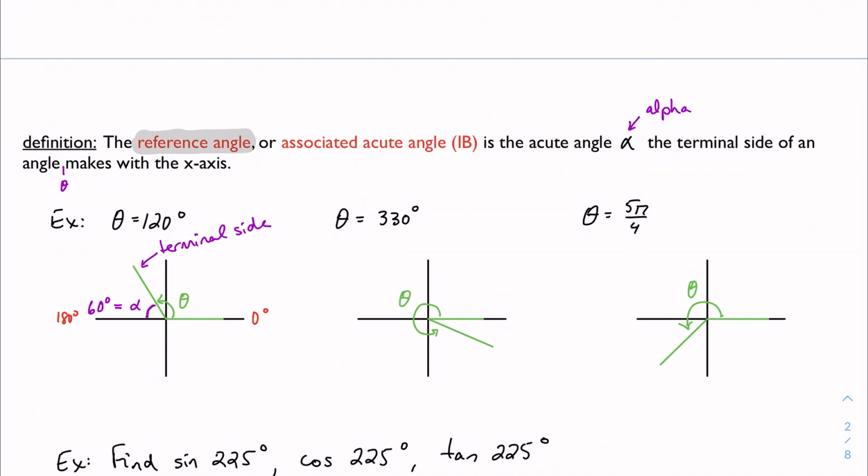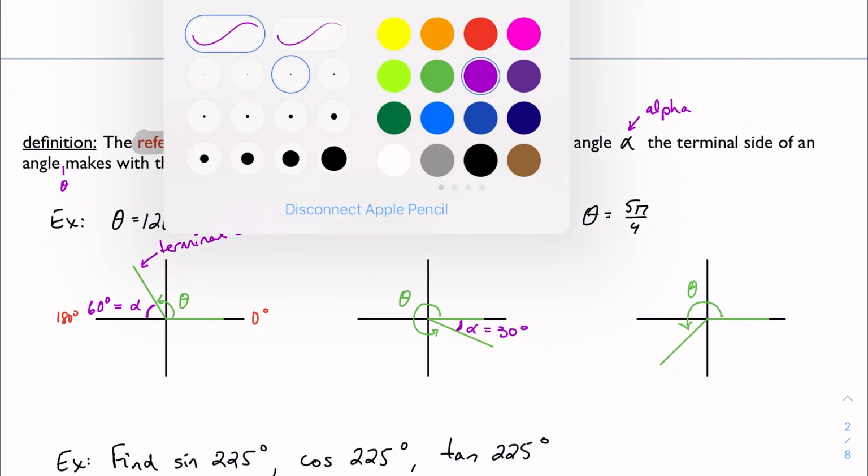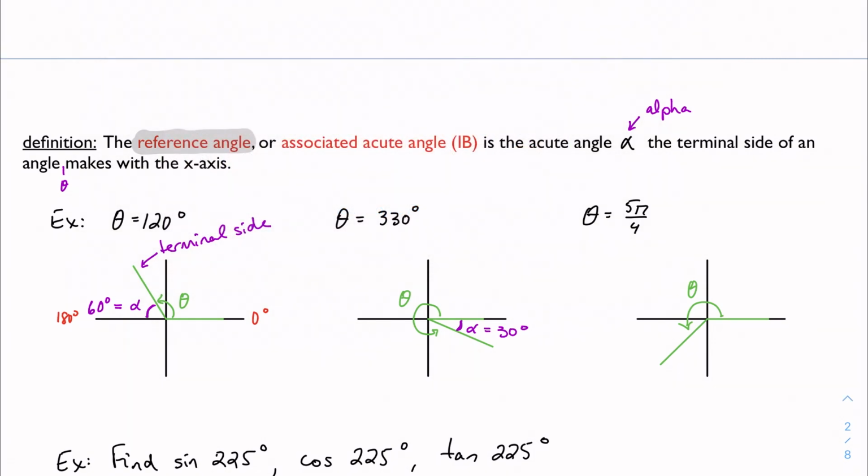Same thing with 330. If I think about the angle that takes me from the terminal side up to the x-axis, this angle here would be an angle of 30 degrees. It makes an angle of 30 degrees from 0, or sometimes we call it 360, depending on the needs we need. From 330 to 360 is an angle of 30 degrees, so that's my acute angle.